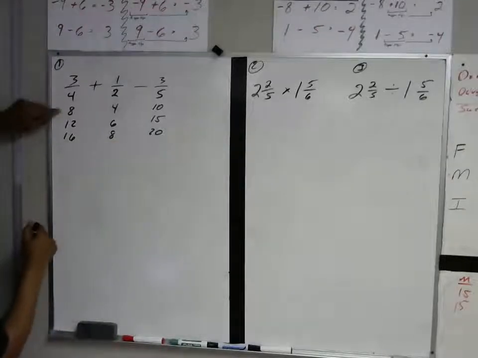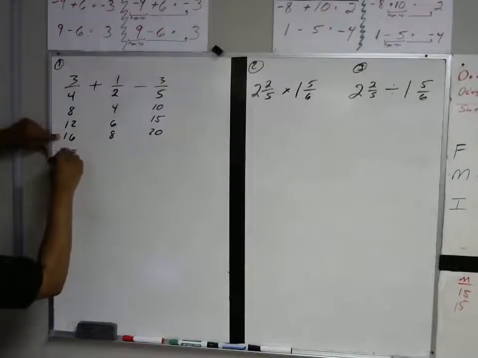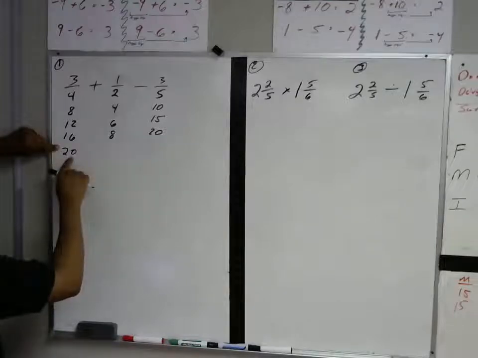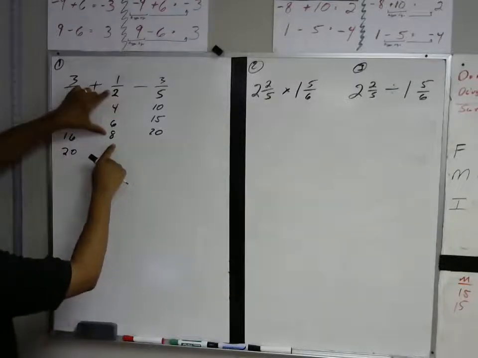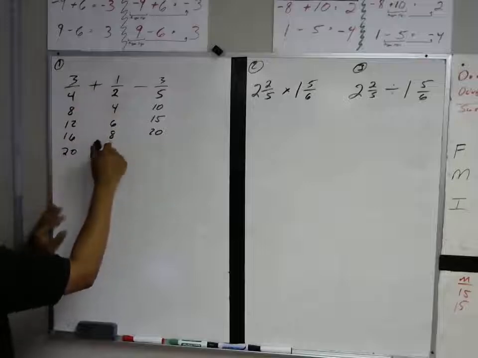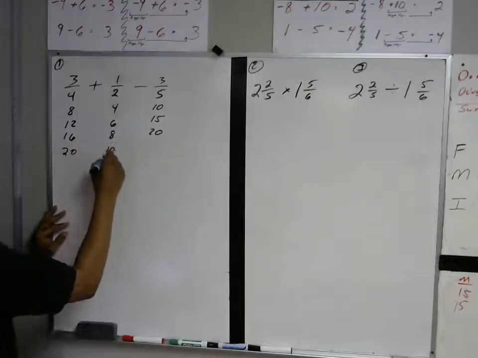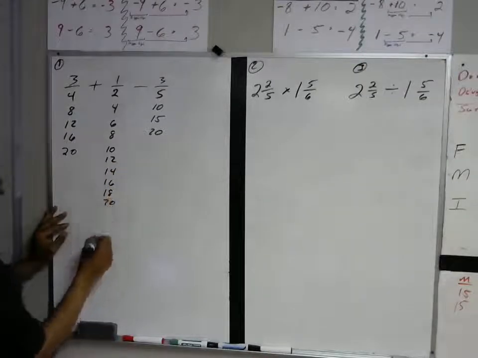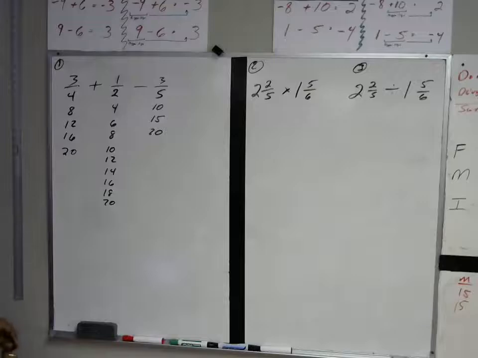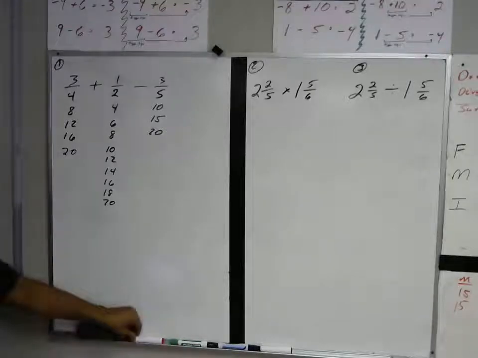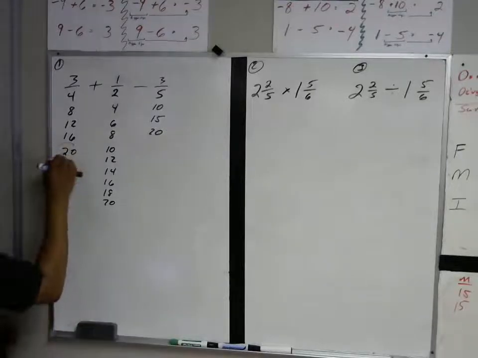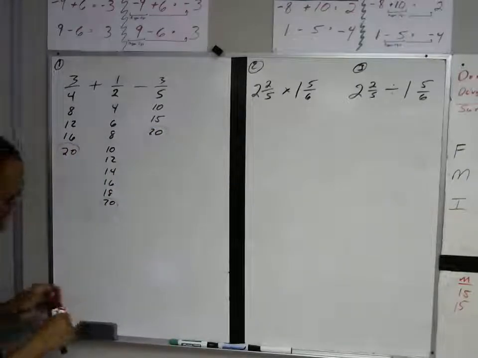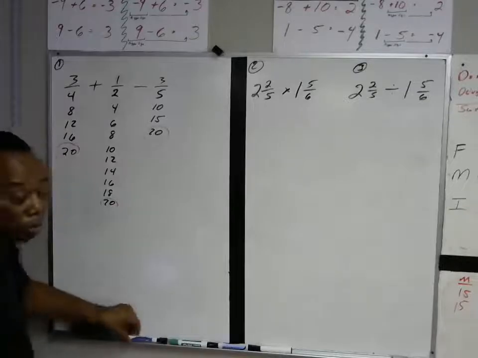So 4, 8, 12, 16, 20. And already I see commonality right here, so I'll stop with the 4 times table. And I'll keep the 2 times table going until 20. So we've got 8, 10, 12, 14, 16, 18, and 20. And we have commonality now. It will be the 20.